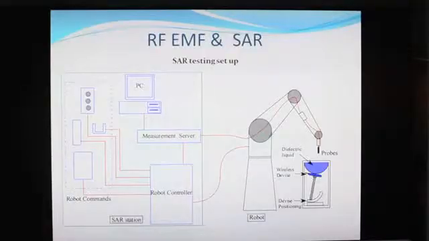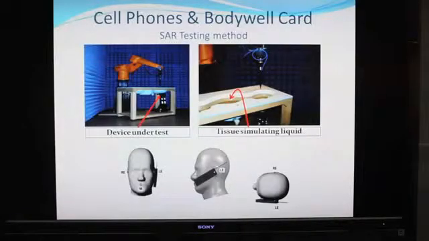In this case, we use a dielectric liquid that simulates the brain cell based on dielectric properties. The test setup consists of a robot, and the telephone or the wireless device is put by the phantom that contains the dielectric liquid and communicates with a base, and we analyze the SAR values. This is a typical setup where you see the device under test and the tissue simulating liquid inside the phantom.